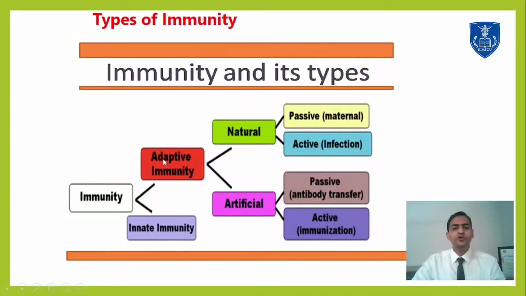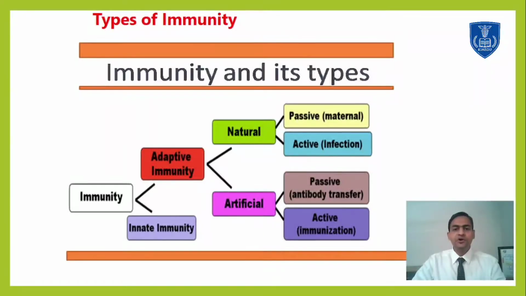Whereas adaptive immunity is again subdivided into two types: one is natural and the other is artificial. Natural adaptive immunity can again be classified into passive and active components. Passive immunity in natural immunity is developed, or the individual gets it, due to maternal antibodies. So many maternal antibodies are present in the human body after birth and will protect against various diseases in the initial stages of life.